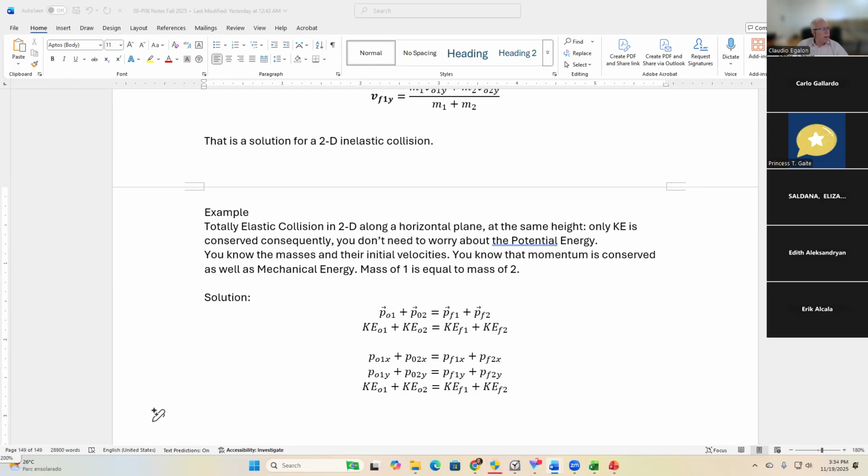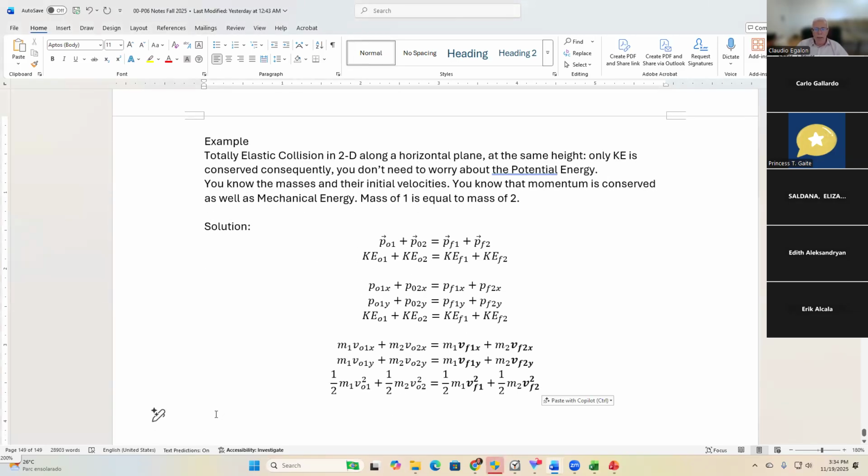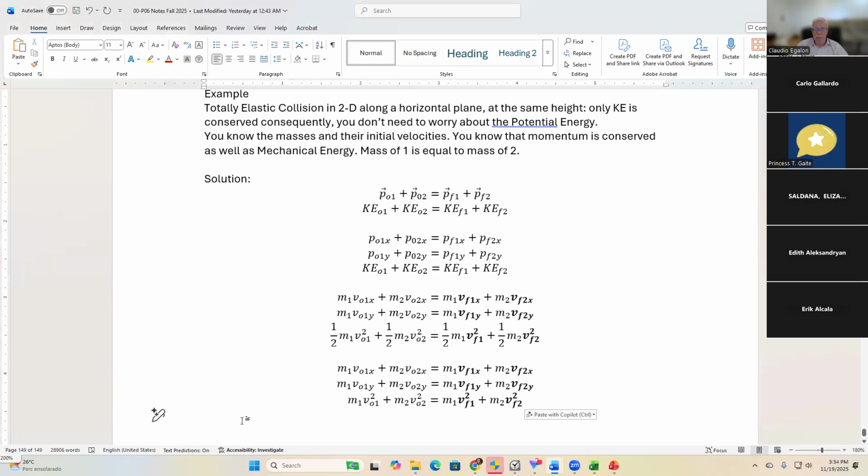And spell out what is P01 and P02 and PF1 and PF2, right? Plus kinetic energy of 1 and 2. I still didn't use the case in which the masses are the same. Once we apply this condition, the mass being the same, the equation simplifies. Okay, here you go. Those are the unknowns: VF1x, VF2x, VF1y, VF2y.